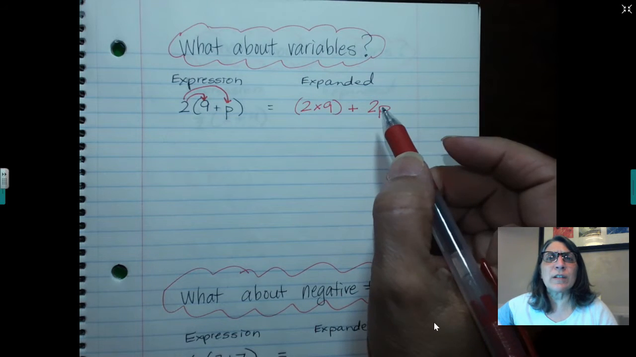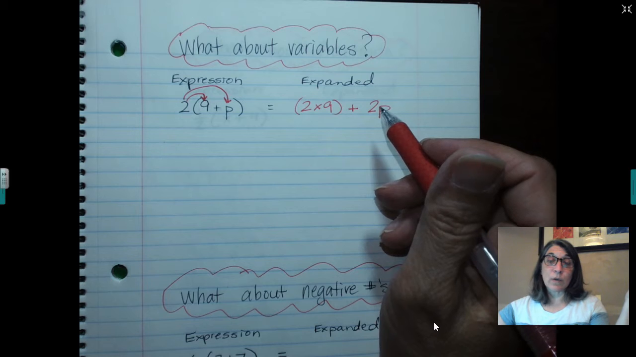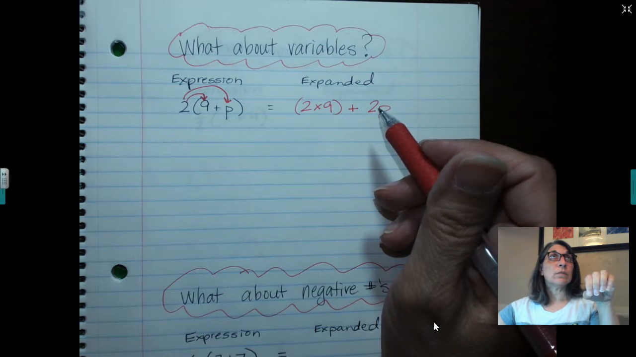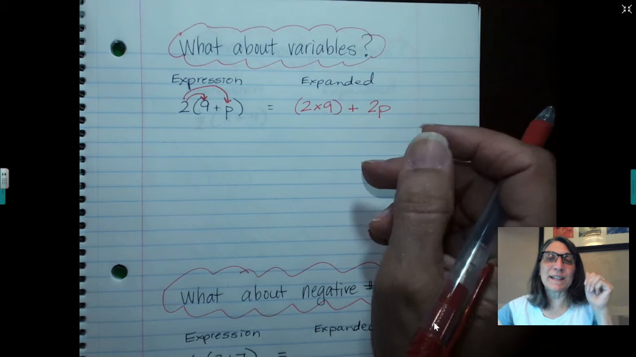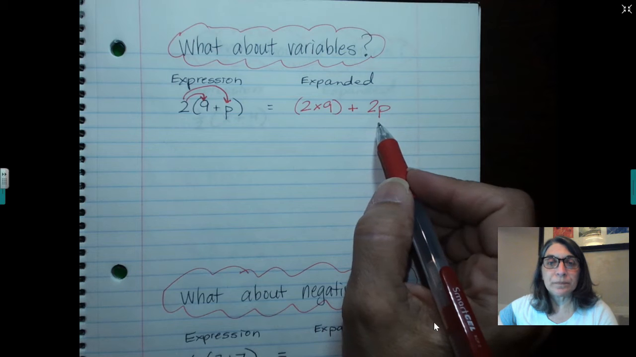And we did some practice where you guys were substituting in, where they give you a value and you substitute it in for the variable and then multiply. So you've seen this before.